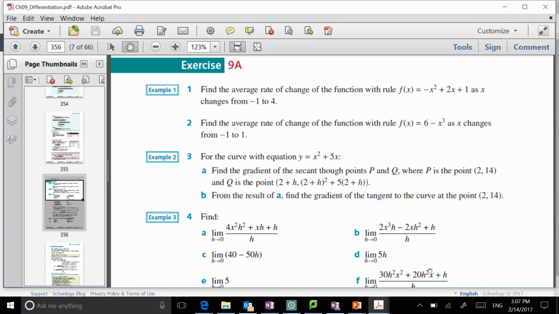Just practice the questions, and then we'll go to 9B. Most of them are power rule and angle. If you feel that you know 9A already, move on to 9B. Look at the questions. Look at 9B. 9B is very long. It's lengthy. But if you understand the concept, you should be able to do all of them.